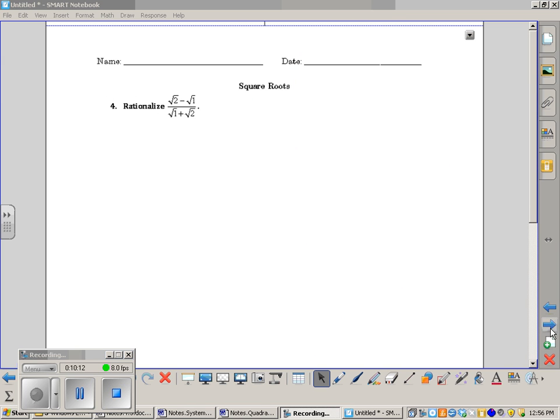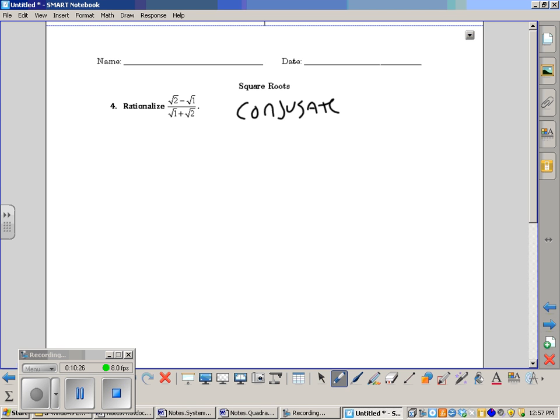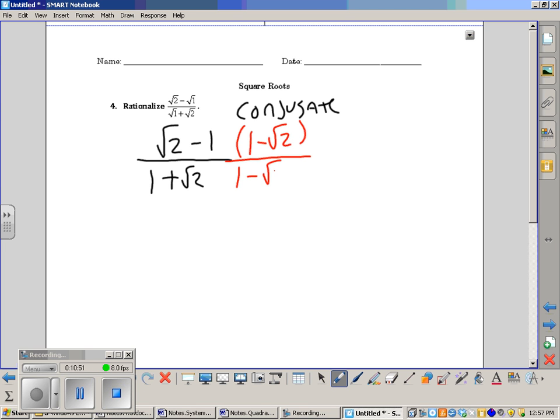Let's see. The next one, oh my gosh, root 2 minus 1 divided by 1 plus root 2. Okay, let's look for the conjugate. So the conjugate here is going to be, let's call the conjugate 1 minus root 2, which you might be saying, well, isn't it the same thing as the original? So let's simplify. Root 2 minus 1 divided by 1 plus root 2. Let's multiply by 1 minus root 2 and 1 minus root 2.